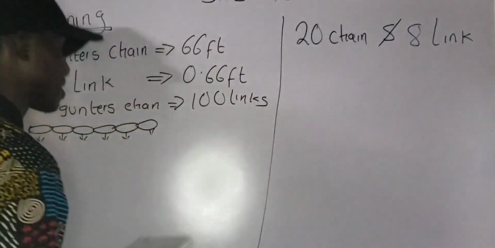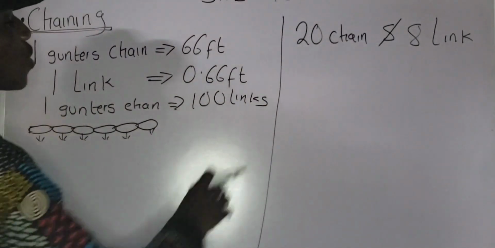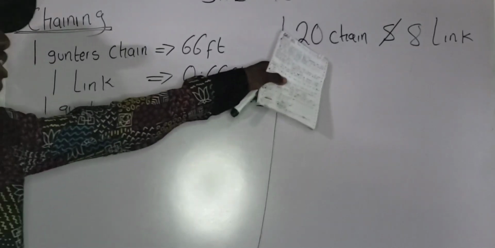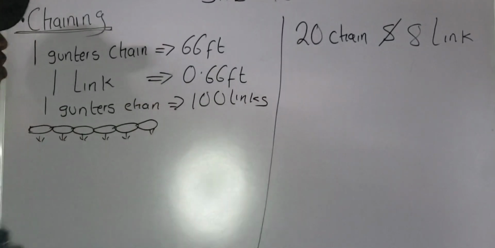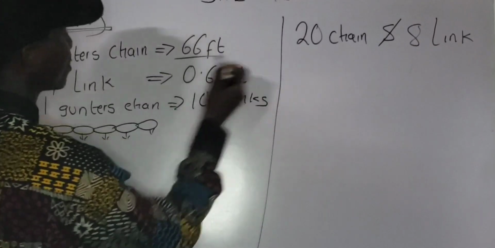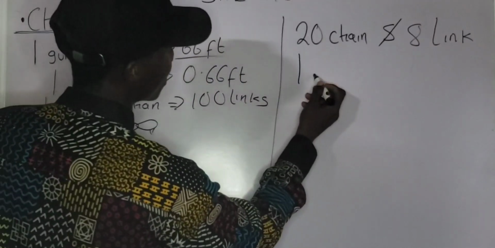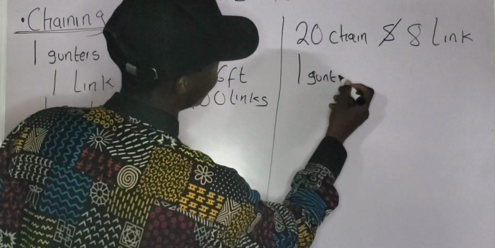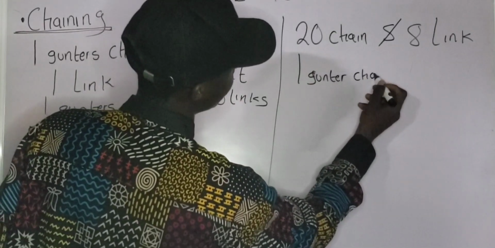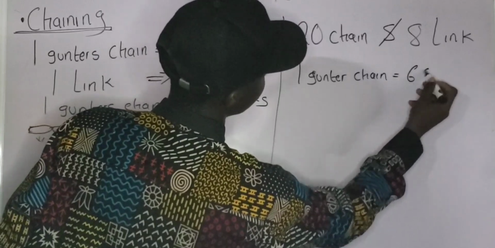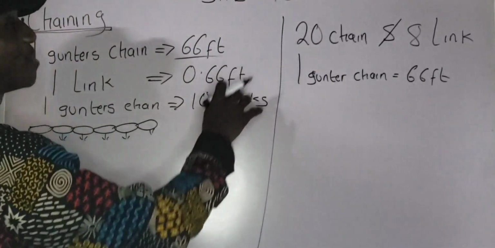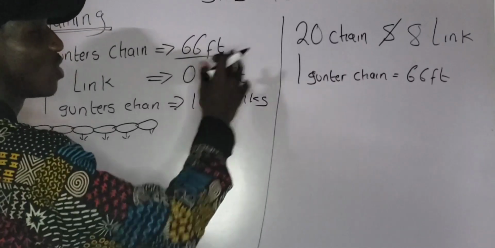Okay, now let's start. The first step is that we are going to convert the chain to feet. You have to convert the 20 chain to feet. Now, we have been told that one Gunter's chain is 66 feet. So one Gunter's chain is equal to 66 feet. How many feet will be equal to 20 Gunter's chain?